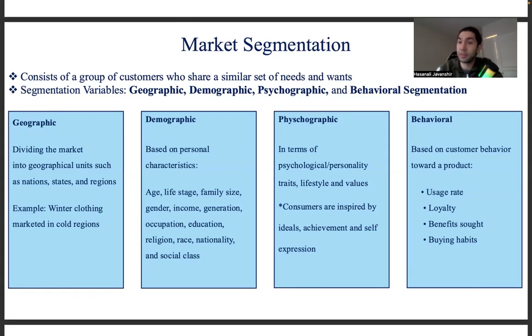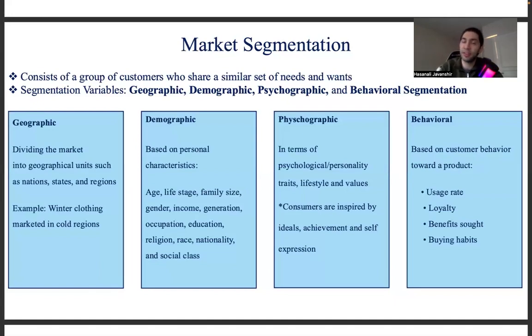Another segmentation is behavioral segmentation, which is based on consumers' behavior towards a product or service. There are different variables such as usage rate, loyalty, benefits sought, and buying habits. One example: Spotify likes to target customers who listen to music frequently, and they offer their premium subscription with extra benefits.